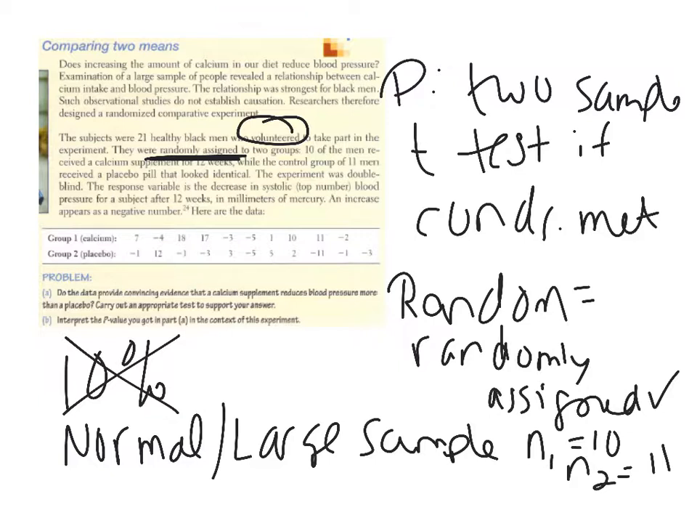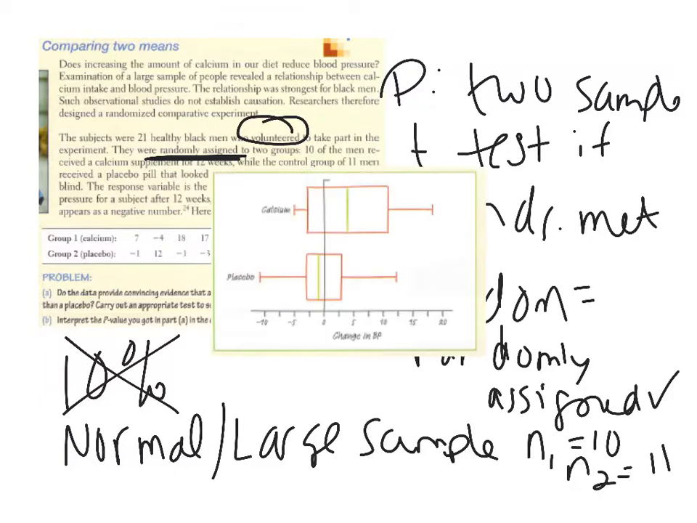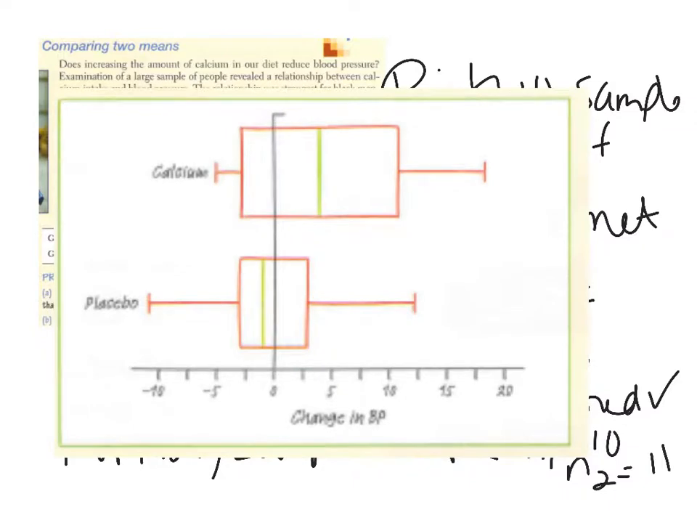So what you would do if you were solving this problem is put all of the data from the calcium into one list, all of the data for the placebo into the other list, and draw both of those graphs. Your graphs should look similar to this. When we're looking at these graphs, we don't have any strong skew, no outliers, so we're okay to go ahead and use our normal approximations.